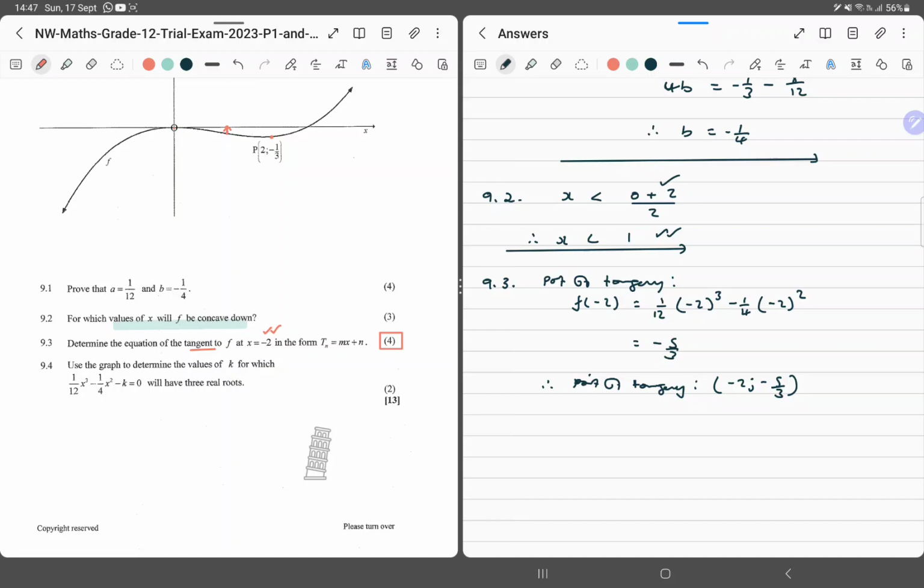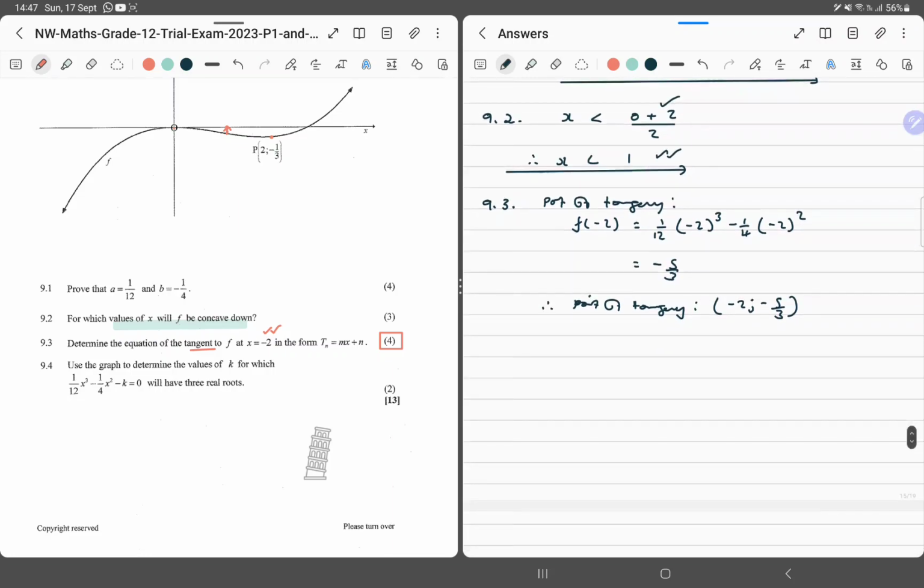Because they gave us the x coordinate, we need to find the corresponding y coordinate. But what do we know? We also need to find out the gradient of the tangent. So we can say m of the tangent. Maybe let's write our essay the way we know how. We can say that the gradient of the tangent is going to be f prime of -2, because that will give us the gradient.